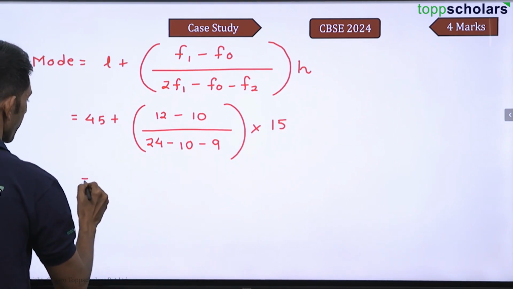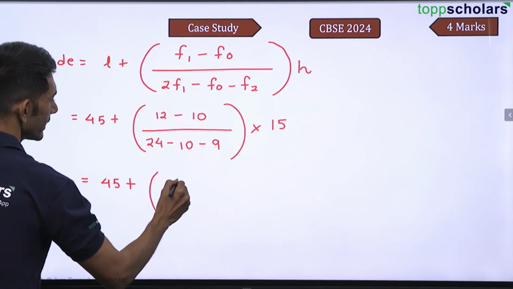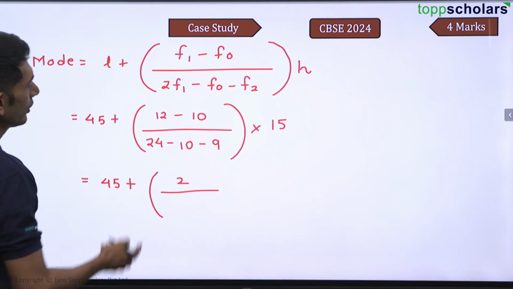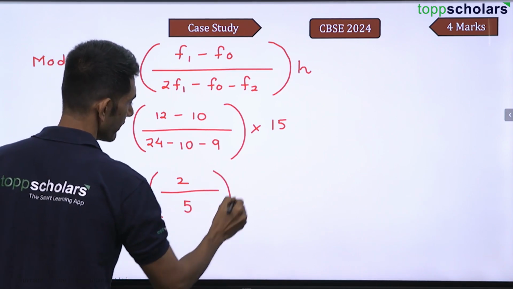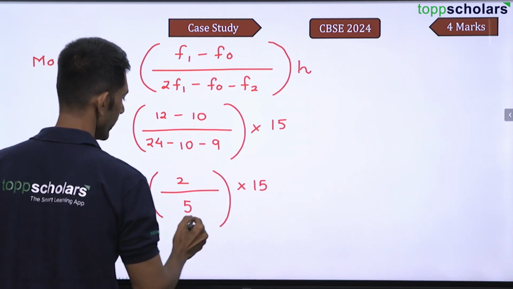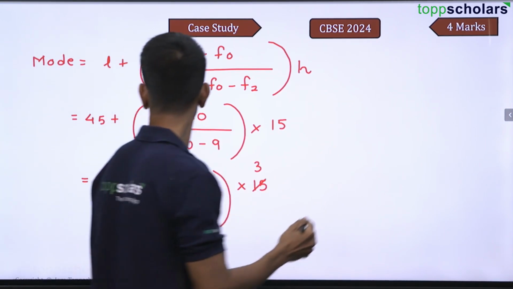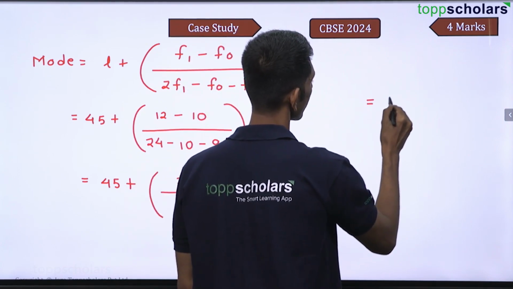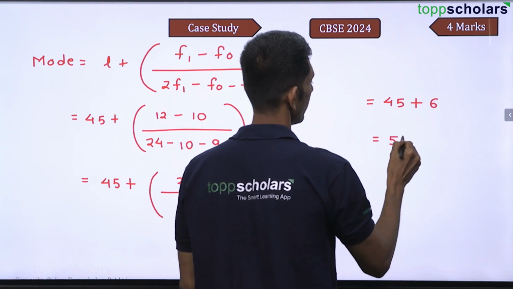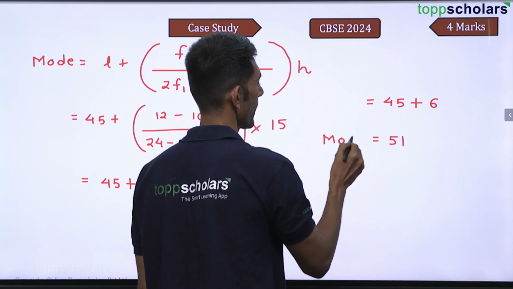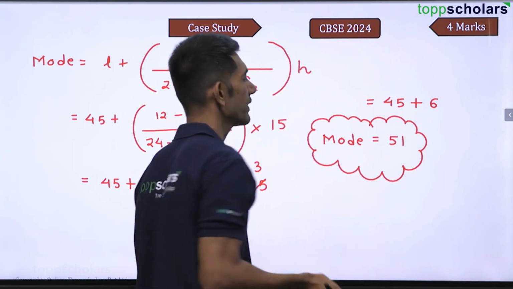So this becomes 45 plus 12 minus 10 is 2 by 24 minus 10 is 14, 14 minus 9 is 5, into 15. So 5 3s are 15, 2 3s are 6. So this becomes 45 plus 6, and 45 plus 6 is 51. So can we say the mode of the given data is 51, right?